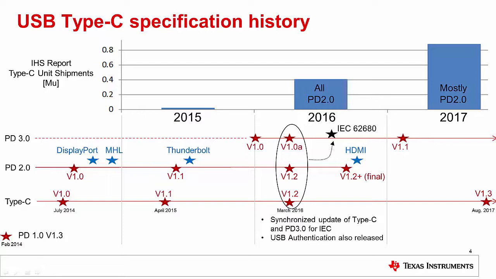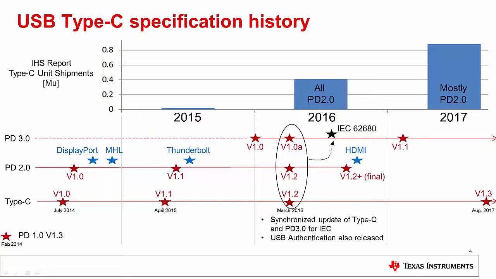USB started working with IEC to develop an international version of the specification, and there were some new requirements coming back from IEC that needed to be put into USB to make it ready for that. At the same time, there's a USB authentication specification being created, and it had some special requirements that it needed from the power delivery messaging.